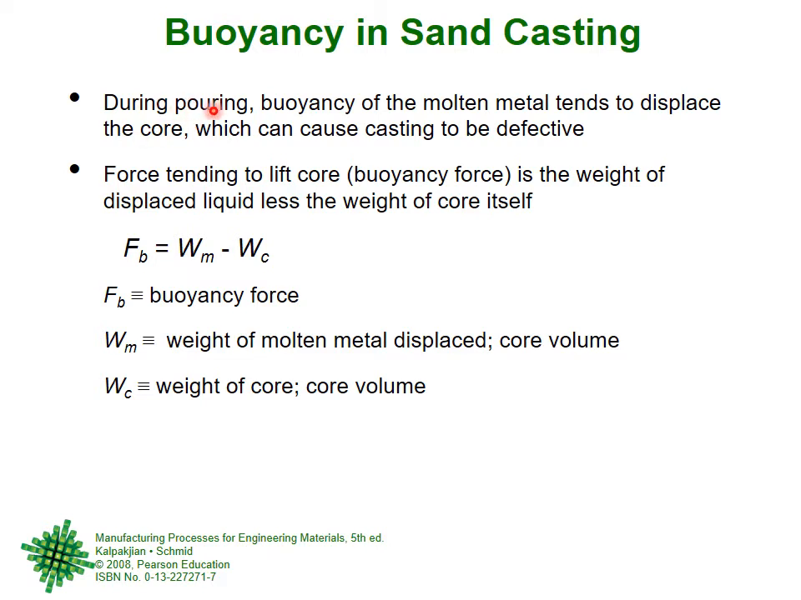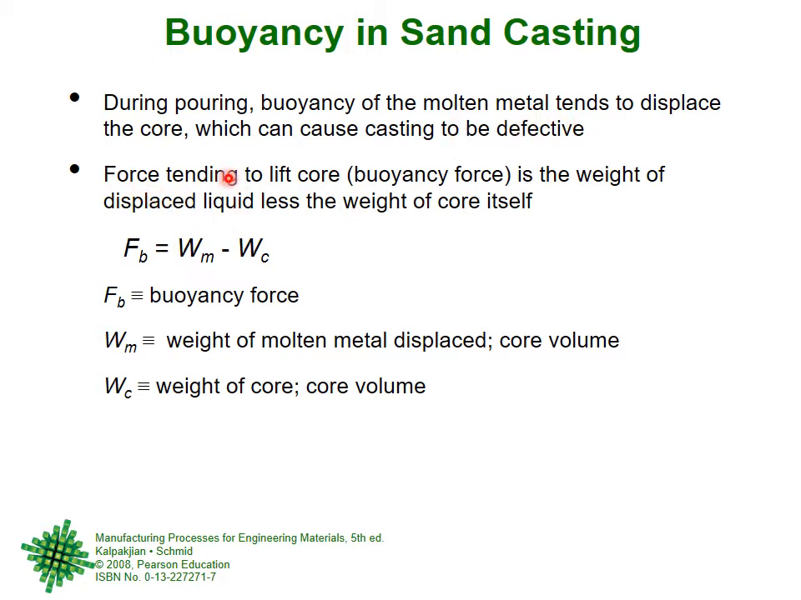During pouring, buoyancy of the molten metal tends to displace the core, which can cause the casting to be defective, right? The core needs to be exactly in its place. If the core is not in its place, then the hole is in a wrong location. So the buoyancy of the molten metal tries to force or displace the core from its original position. Therefore, calculating the buoyancy force is important: will the weight of the core exactly balance it or not?